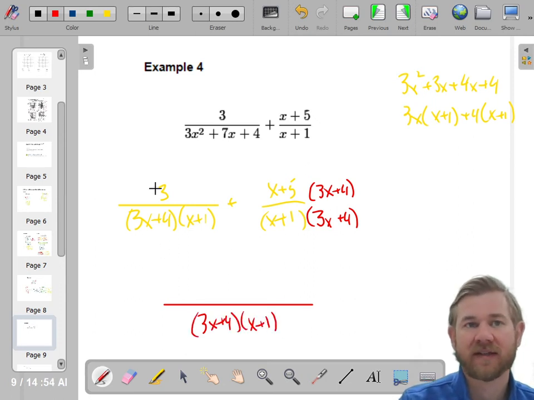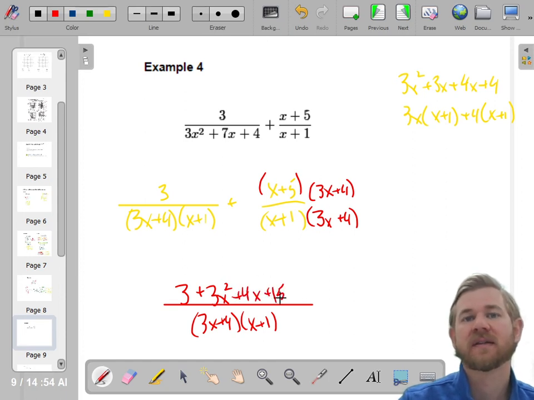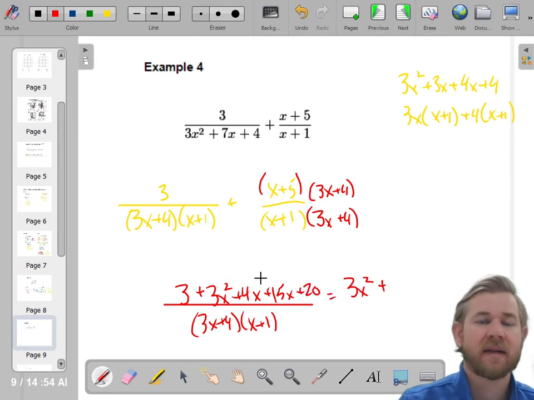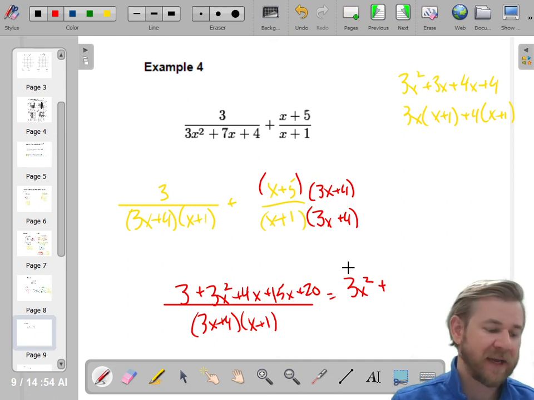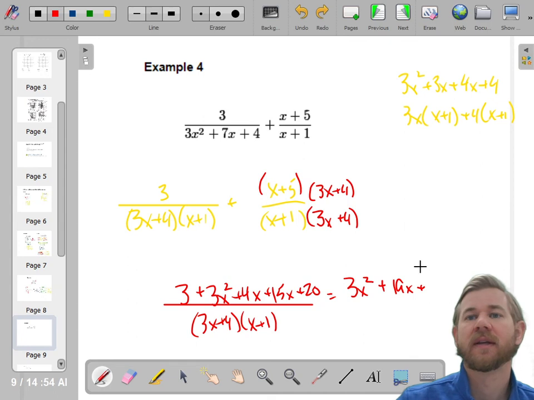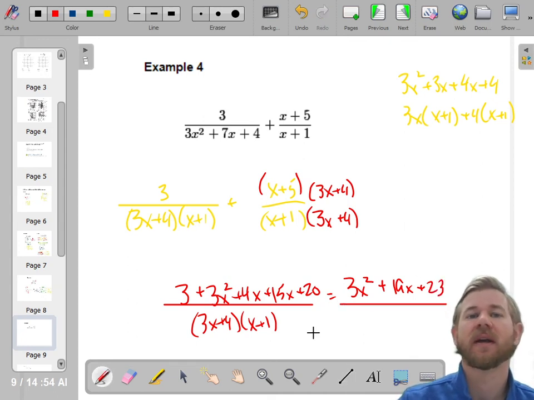I'm just going to simplify the top. So 3 plus, that means I have to FOIL. x times 3x is 3x squared plus 4x plus 15x plus 20. I can combine like terms. 3x squared plus 15 and 4 make 19x, and 20 plus 3 is 23. Denominator is 3x plus 4, x plus 1.